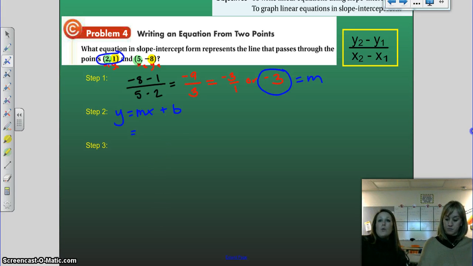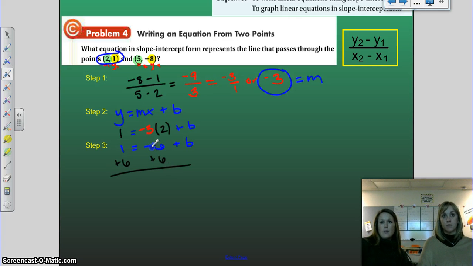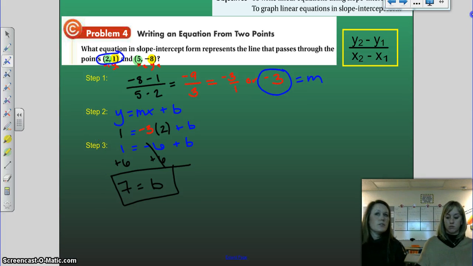So I'm going to put the y value of that point where y is. So I'm going to put a 1. Then we have our slope of negative 3. And then x is 2, plus b. So then 1 equals negative 6 plus b. Add 6, and I'm ending up with 7 equals b. So that is part 2, even though it's into step 3.